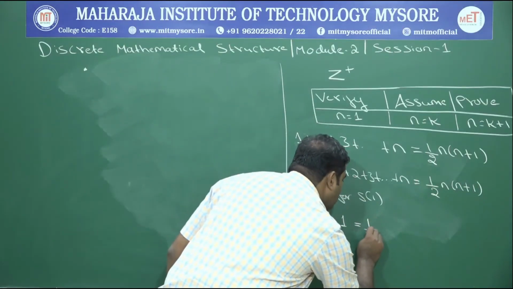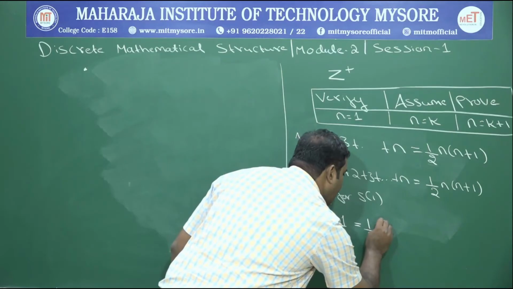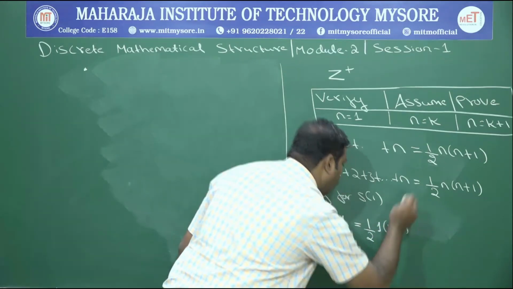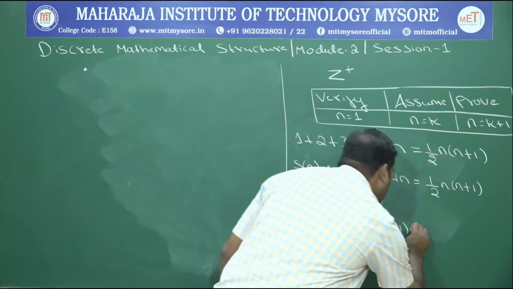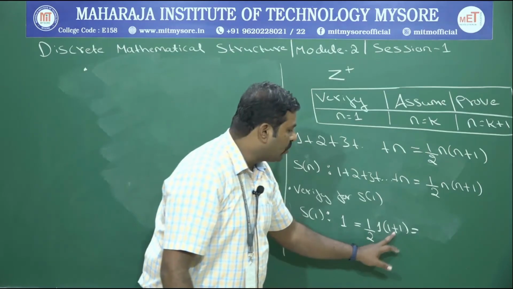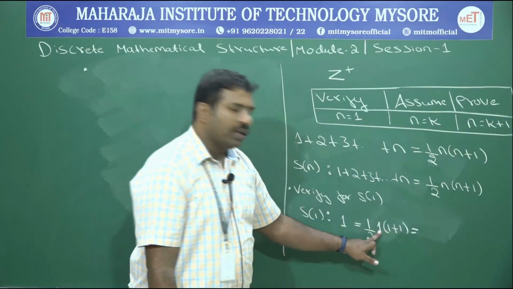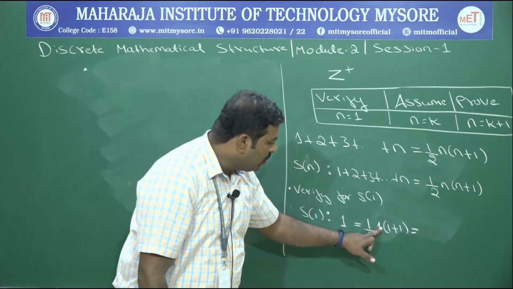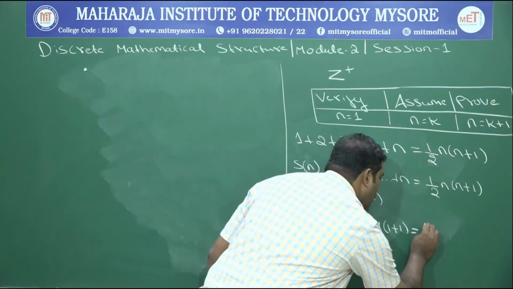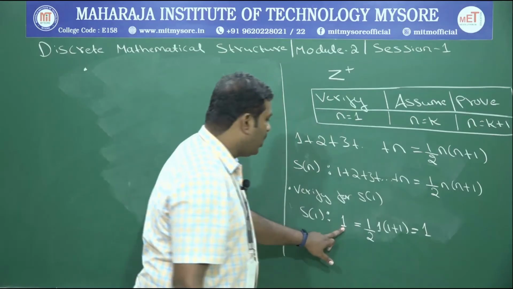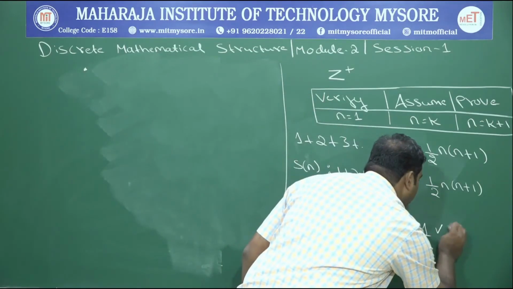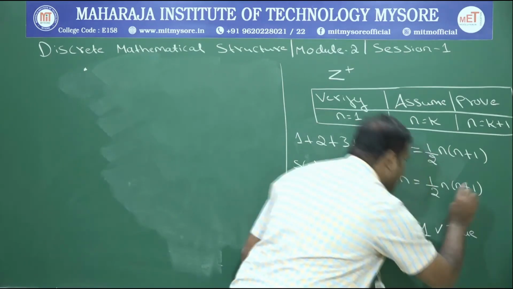Hence, I am going to take this as 1 by 2 into 1 multiplied with 1 plus 1. And if I solve this, 1 plus 1 is 2, and 2 into 1 is 2, and 2 into 1 by 2 is going to be 1. Hence, now this is true. So 1 equals 1. It is true. Hence, it has been verified to be true.